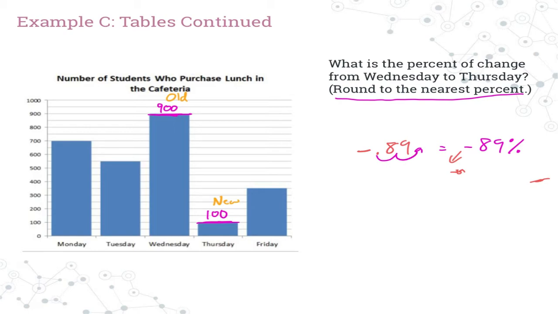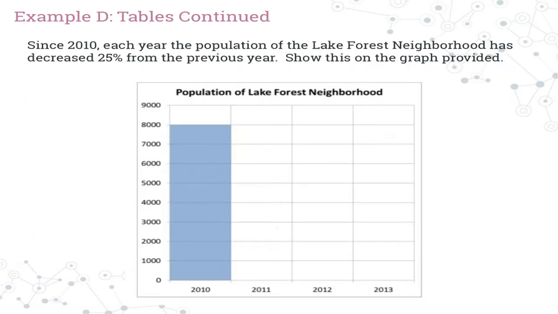Now let's take a look at the last example. Here we are at example D, and it says, since 2010, each year the population of Lake Forest neighborhood has decreased by 25%. So we can see it's gone down 25% from the previous year. Show this on the graph provided. So we need to fill in information on our graph.